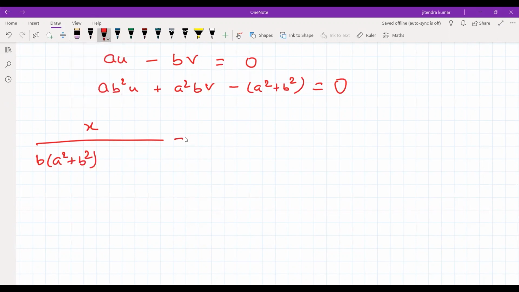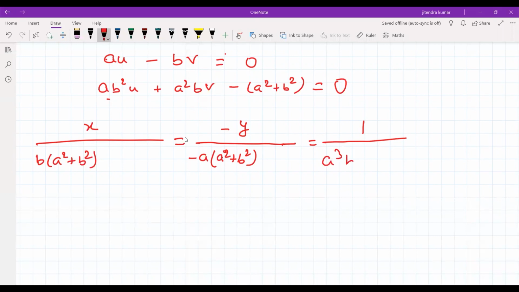Then that is equal to minus y upon: now this a will get multiplied with this, so we'll have minus of (a square plus b square), and again this will get multiplied with c1, and c1 is 0, so again that will become 0 here. And in the last part we will have 1 upon: now this will get multiplied here, we will have a cube b, minus and minus will get plus, and a b cube.